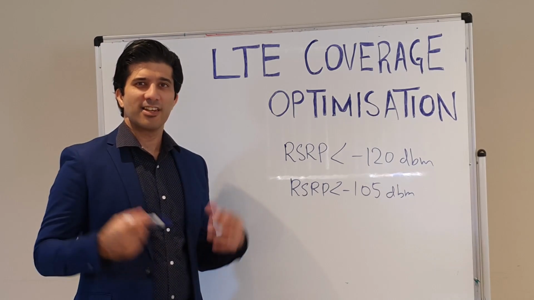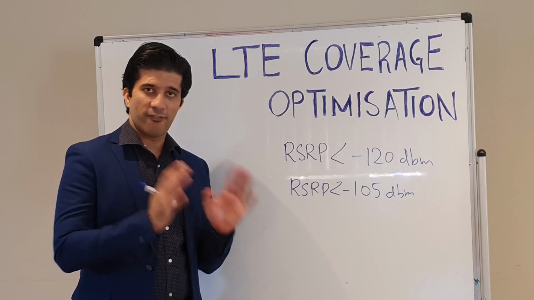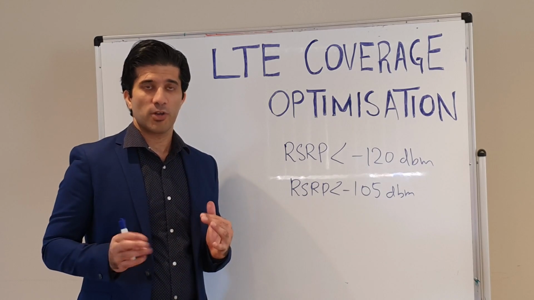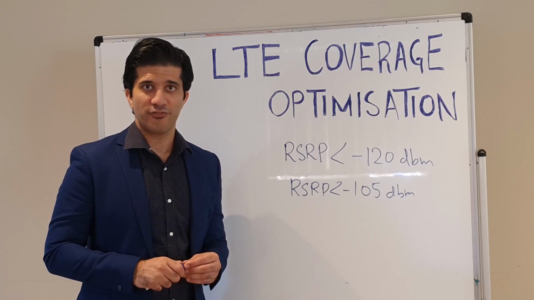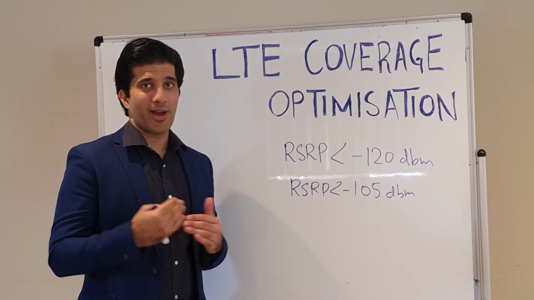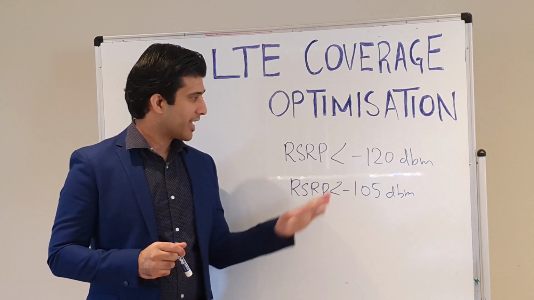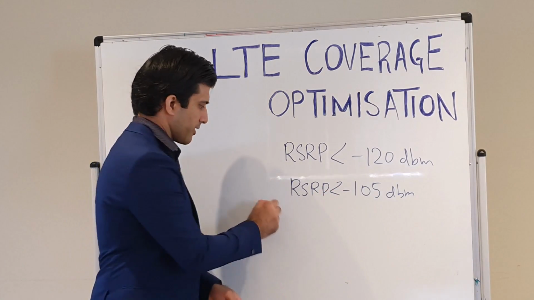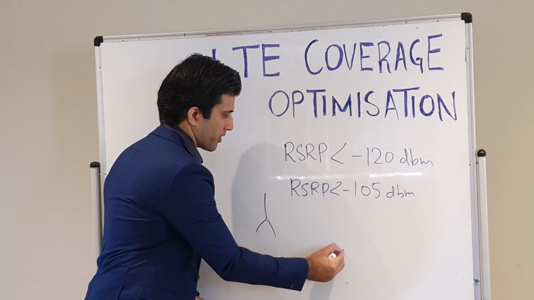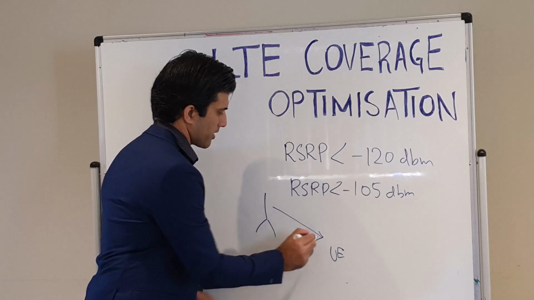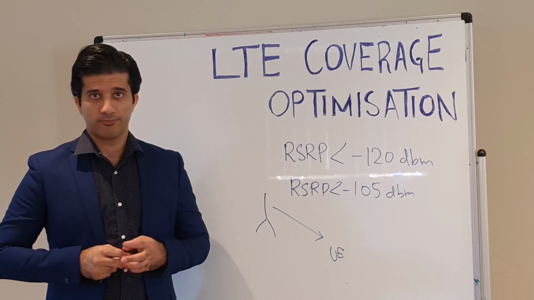When optimizing coverage, you have to have a balance between the coverage and the interference, because if you are increasing transmission power, you're also increasing interference. So we go back to our question of how we detect coverage problems in the downlink. If this is your base station and this is your UE, how do we detect that we have an LTE coverage hole?